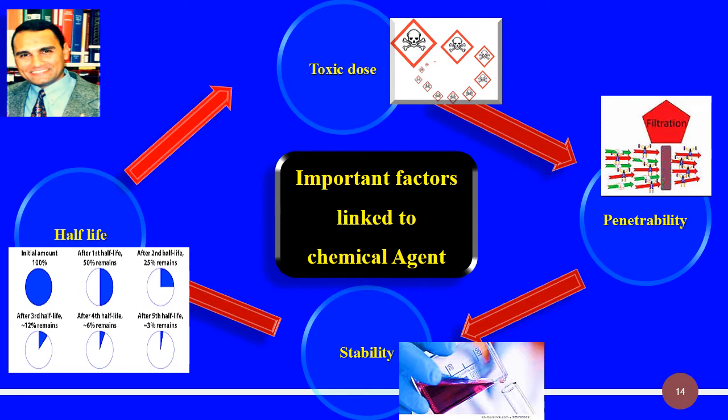Stability means that a chemical substance can be in a dynamic equilibrium with its environment to produce its effect. Half-life is the time required for a chemical quantity to be reduced to half of its virulence.